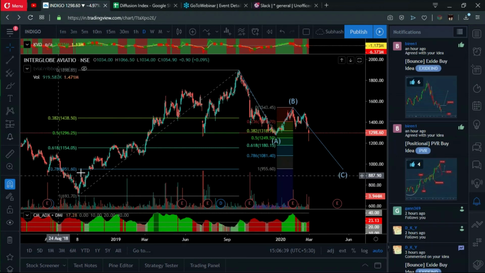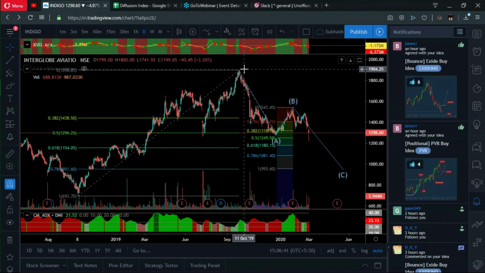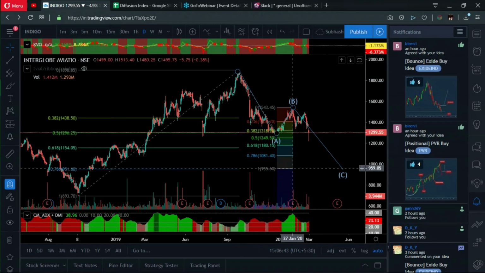This equals 0.786 in the whole impulsive wave and is equal to wave A. So this is how you trade Elliott waves.